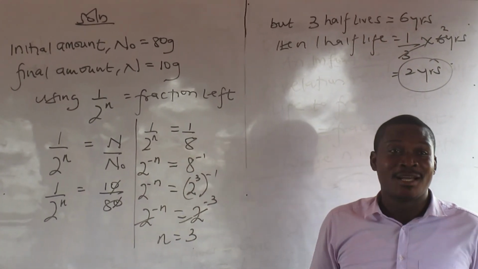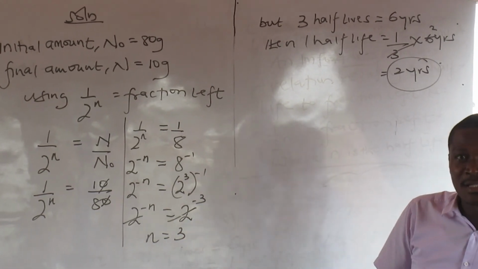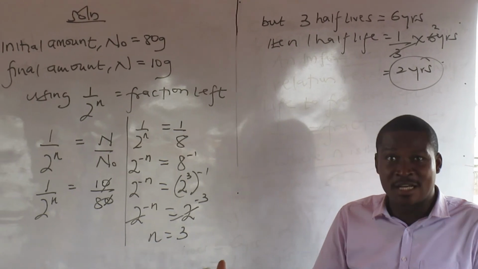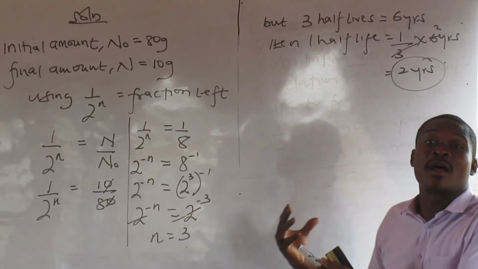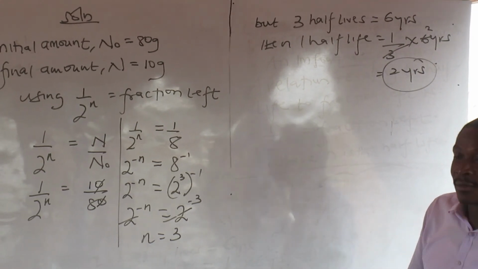So easy. Now, how can you ascertain this? Try using the formula. I think you have to employ 2 or 3 formulas just to get this right. Use the formula, you still arrive at 2 years, right? Good. So that is the power of the fraction left approach. Thank you.